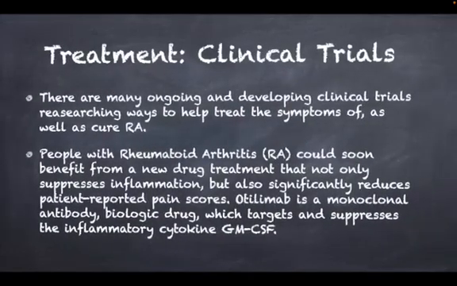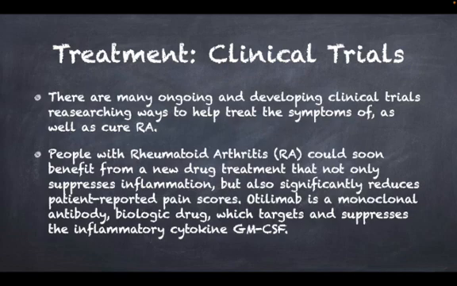Treatment, clinical trials. There are many ongoing and developing clinical trials researching ways to help treat the symptoms of as well as cure RA. People with rheumatoid arthritis could soon benefit from a new drug treatment that not only suppresses inflammation, but also significantly reduces patient-reported pain scores. Otilimab is a monoclonal antibody biologic drug which targets and suppresses the inflammatory cytokine GM-CSF.